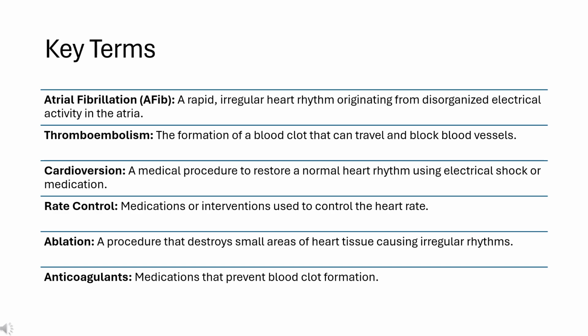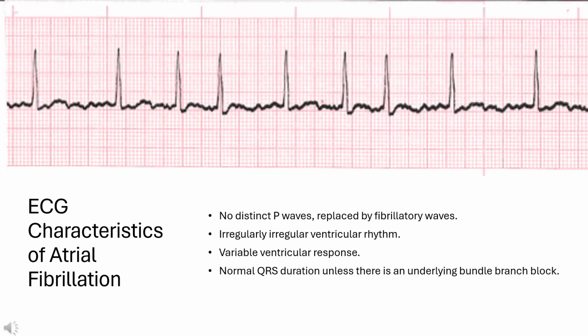Let's take a look at the ECG characteristics of atrial fibrillation. In atrial fibrillation, the atria experience chaotic electrical activity, leading to the absence of distinct P waves. Instead of clear, regular P waves, you will see fibrillatory waves. These are small, irregular oscillations that replace the P waves and reflect the disorganized atrial activity. These fibrillatory waves vary in amplitude and frequency, creating a wavy baseline on the ECG.